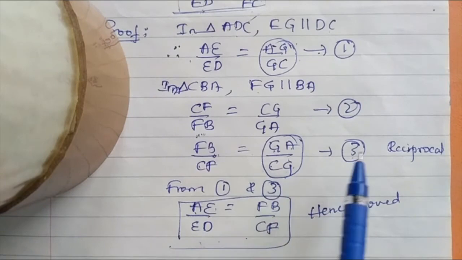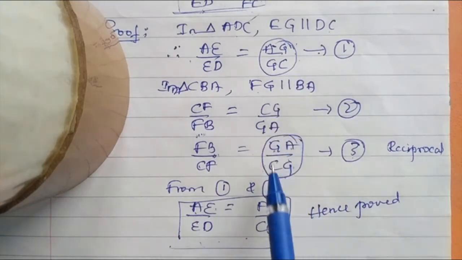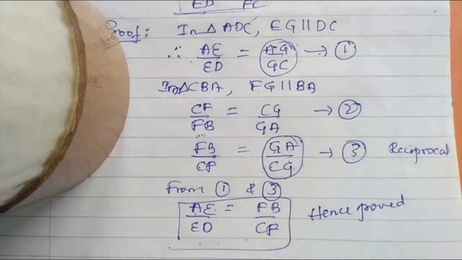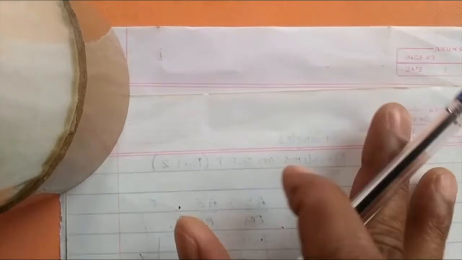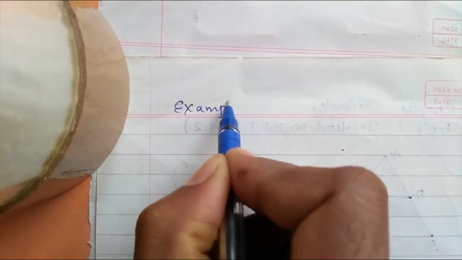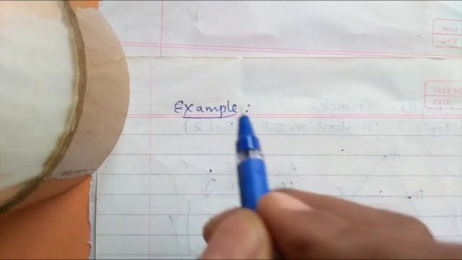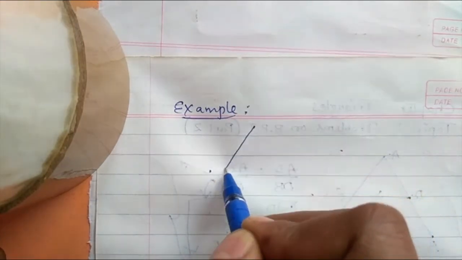These 2 are the same, I just took the reciprocal. There are 2 equations we got from 2 triangles, and once we tally equation 1 and equation 3 of the 2 triangles, we can obtain the main result. Got it? Let's go for another example. See, let us go for another example.